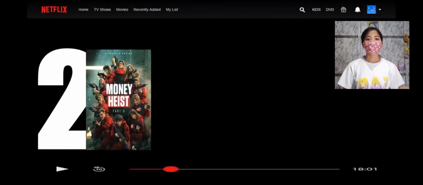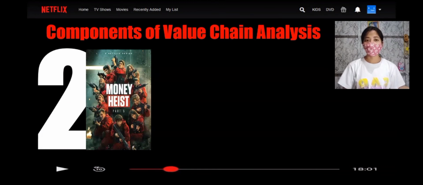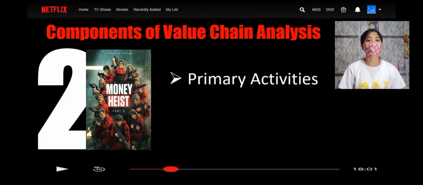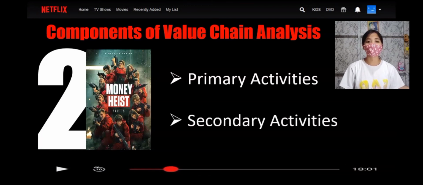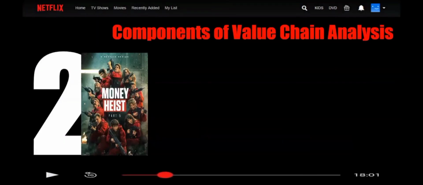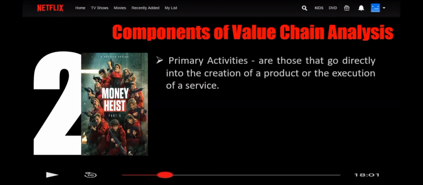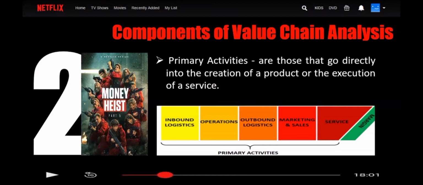So next, we have here the components of a value chain. So the value chain framework is made up of 5 primary activities and 4 secondary activities. Primary activities are activities that go directly into the creation of a product or the execution of a service, including inbound logistics, operations, outbound logistics, marketing and sales, and services.